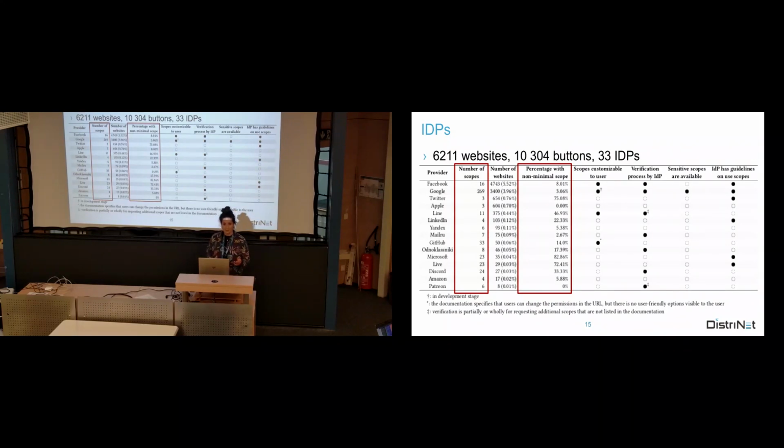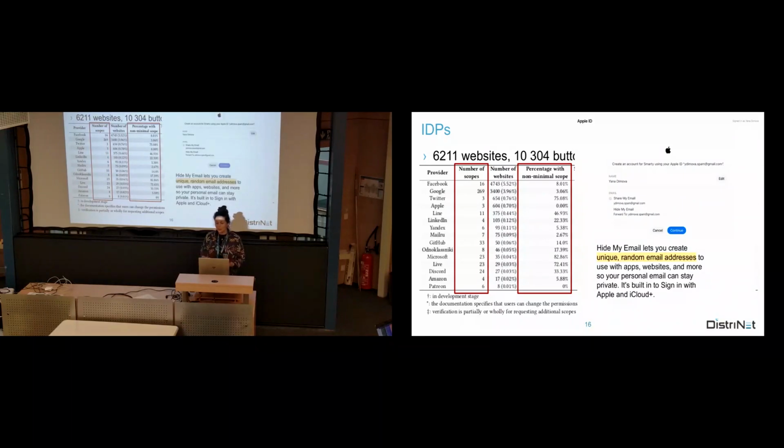If we look at Apple, they also have only 3 scopes. However, none of them are non-minimal, so all of them are minimal, and Apple is kind of a special case because not only are all the scopes minimal, but they also allow the user to hide their email address from the website that they're sharing it with. So for instance, a unique randomly generated email address will be shared with the website instead if the user wishes that.